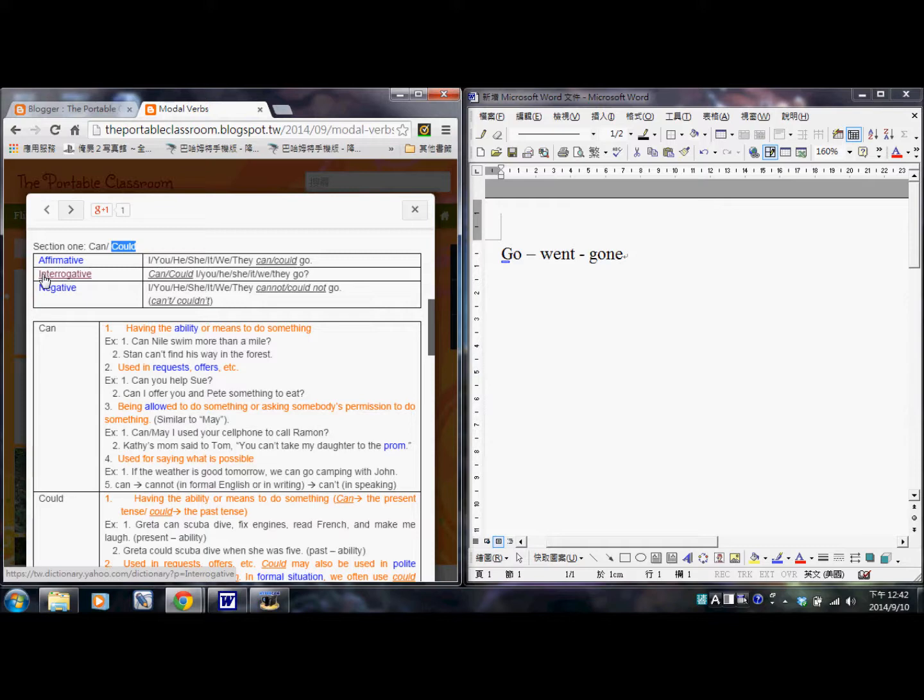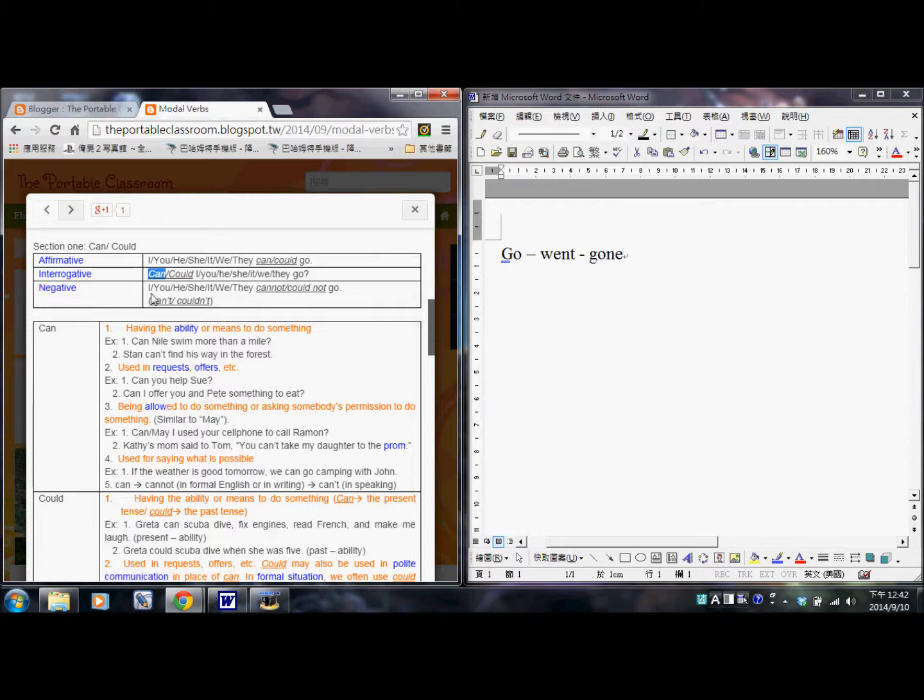Interrogative means in questions. And now in all questions, we simply move be verbs or helping verbs to the front. In this case, we move the modal verb can or could to the front of a sentence. So we say, can I go? Can you go? Could he go? Like this.